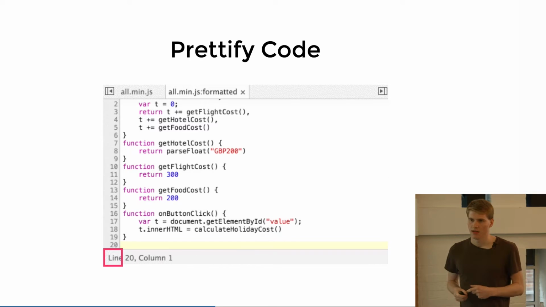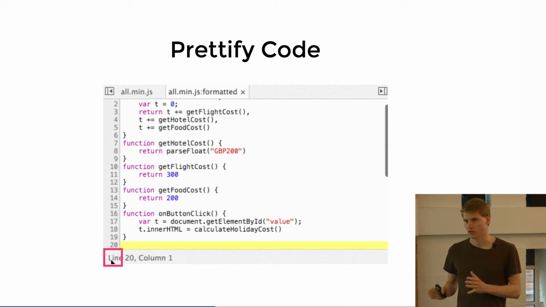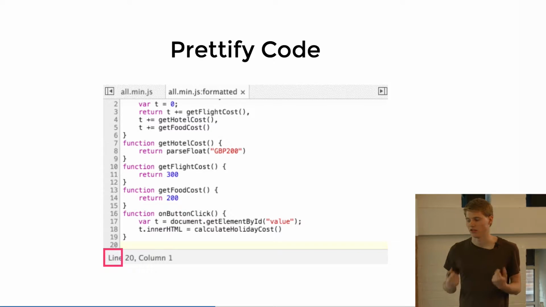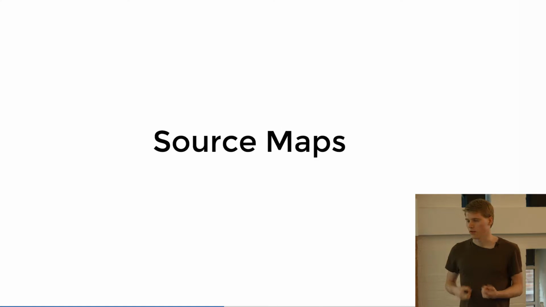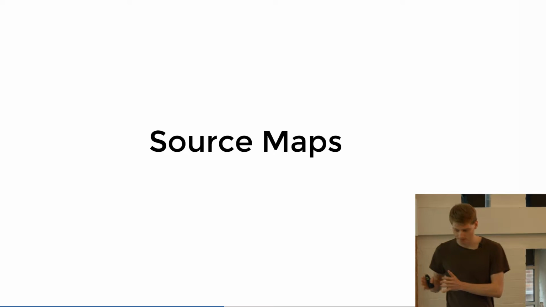Or first of all, if you just have compiled code, you can just click a Prettify button in Chrome, and without having any other additional tooling, you can just get some formatting and have a better understanding of what your code actually does. But normally, really, you want source maps. And source maps describe the relationship between the source code that you wrote and the code that your compiler generated.